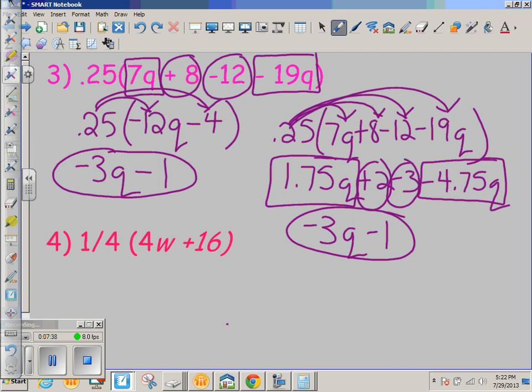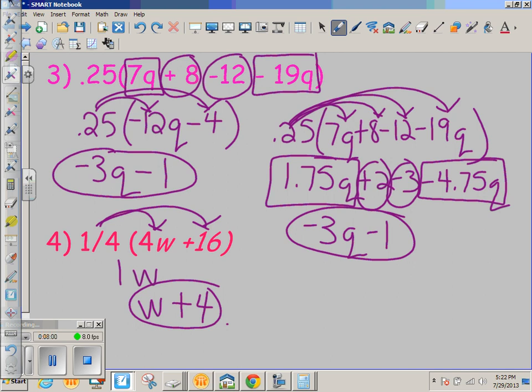On example number 4, we cannot combine 4W and positive 16 within the parentheses, but I can distribute 1/4 to both terms. 1/4 of 4 is just 1 whole. And as you know, I could write 1W, but that simplifies down to W. 1/4 times 16, or 16 divided by 4, is going to give me a positive 4.